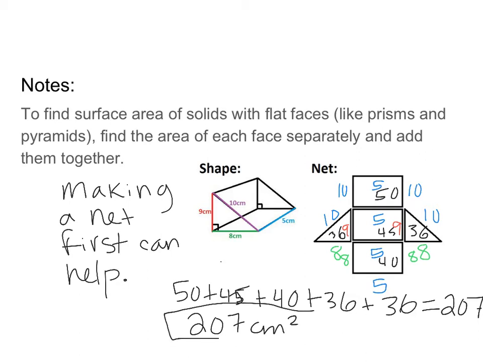So this is a square measurement because we are looking at area, a flat area. We're not looking at a 3D volume. We're looking at something like wrapping paper. We're looking at wrapping up the shape.